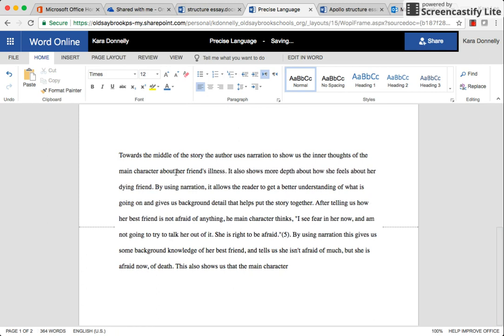This person then also goes on to say, it also shows more depth about how she feels about her dying friend. The word it is something I'm always on the lookout for when I want my language to be precise. So I need to figure out what that it refers to. Is it her friend's illness? Is it the main character? Is it the inner thoughts? Is it the narration? Is it the author? Is it the middle of the story? Right? So I want to be more precise here.